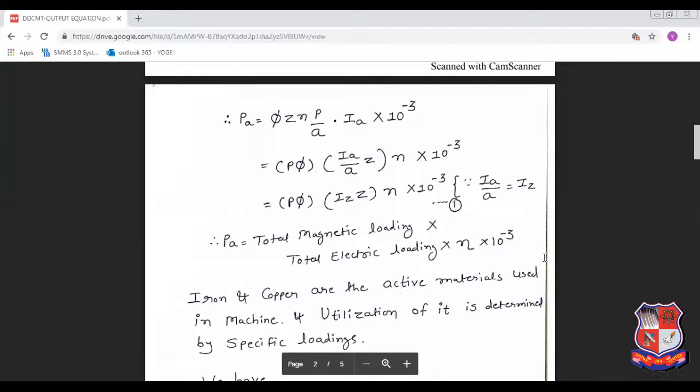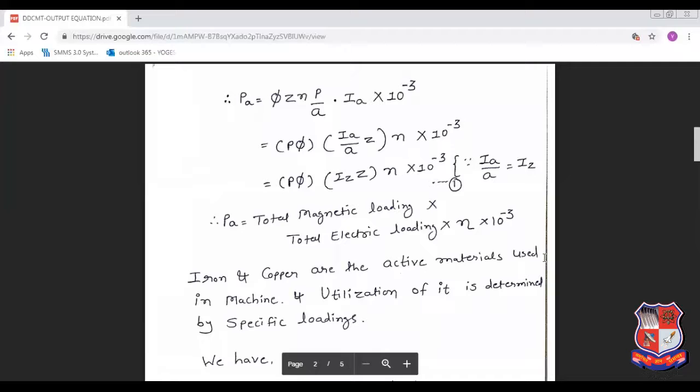Now we rearrange the terms, combining the number of poles P and flux phi. Also combine the armature current Ia divided by the parallel paths A and the conductors Z. So the equation becomes, in the bracket, P phi, multiplied by, in the bracket, Ia by A, into Z, then multiplied by speed n into 10 raised to minus 3.